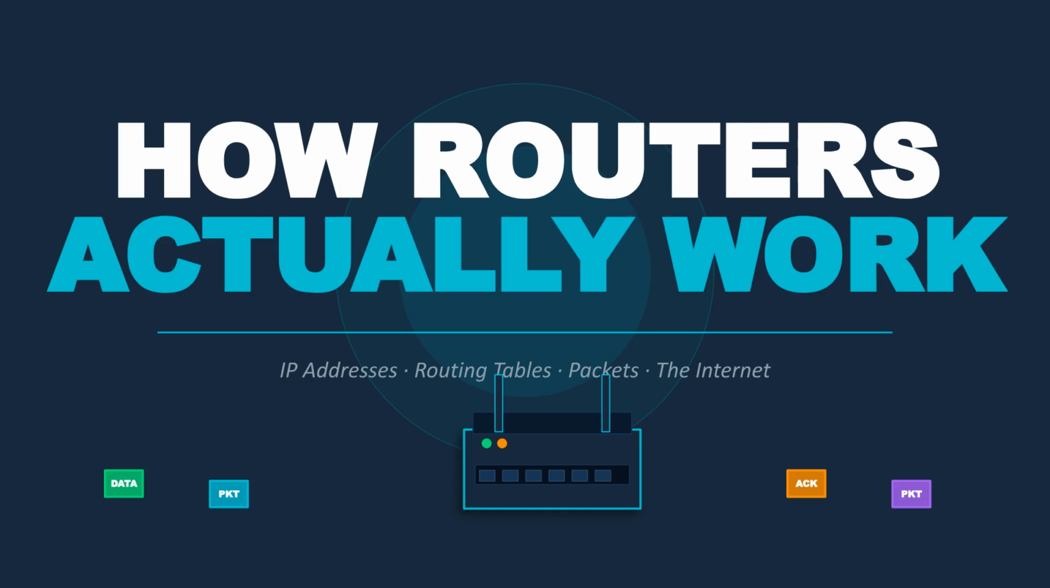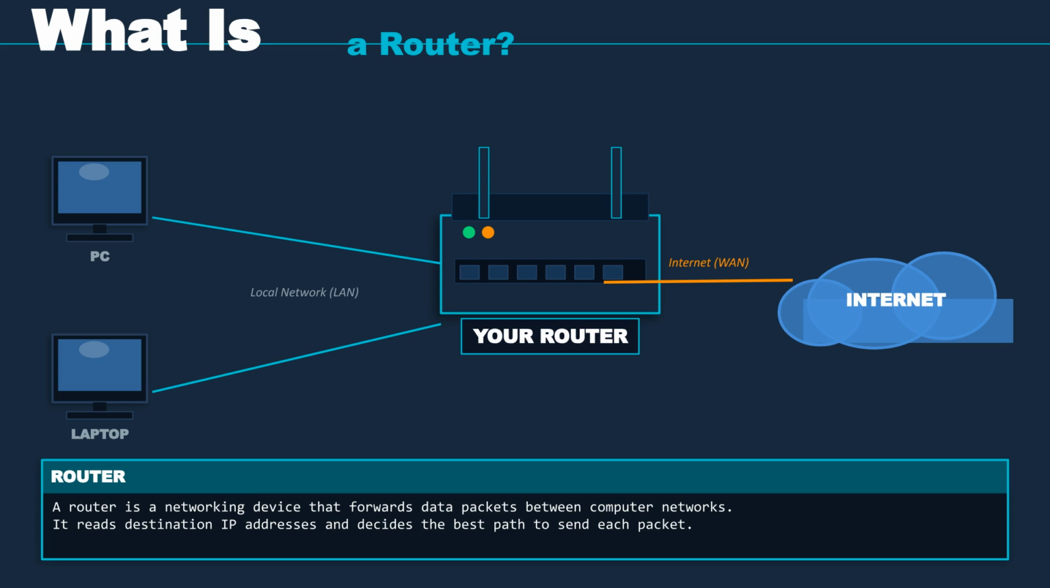We will be exploring the core concepts that define how data moves across the internet, including IP addresses, routing tables, and packets. A router is a network device that forwards data packets between computer networks. It connects your local network, or LAN, to the broader internet, or WAN, by reading destination IP addresses and determining the best path for each packet.